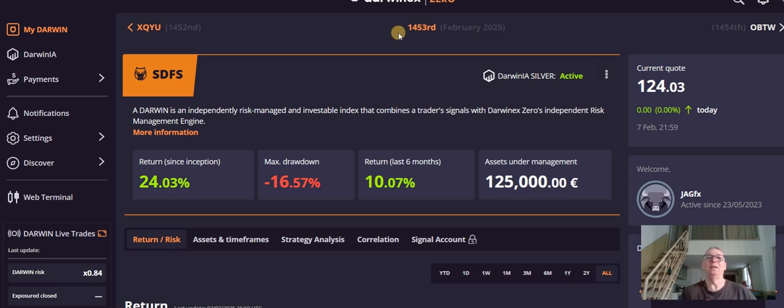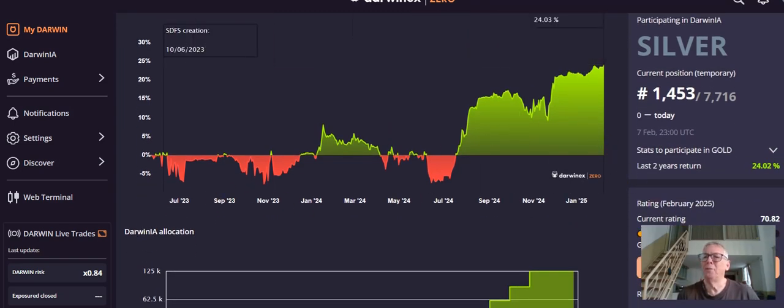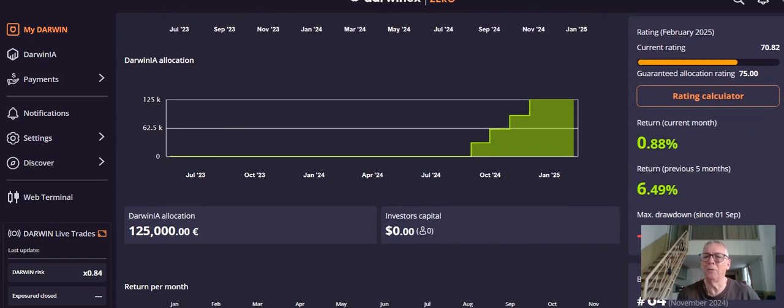So I've dropped down well down the rankings. I'm actually down to 1,453. There's my overall profit. There's my maximum drawdown, which was my stuff up right from the get-go. There's my assets under management, 125,000. So there's my equity graph, and I'm at 70.82. I've got to get back up to 75 to get funded this month. I got funded again last month, no dramas.